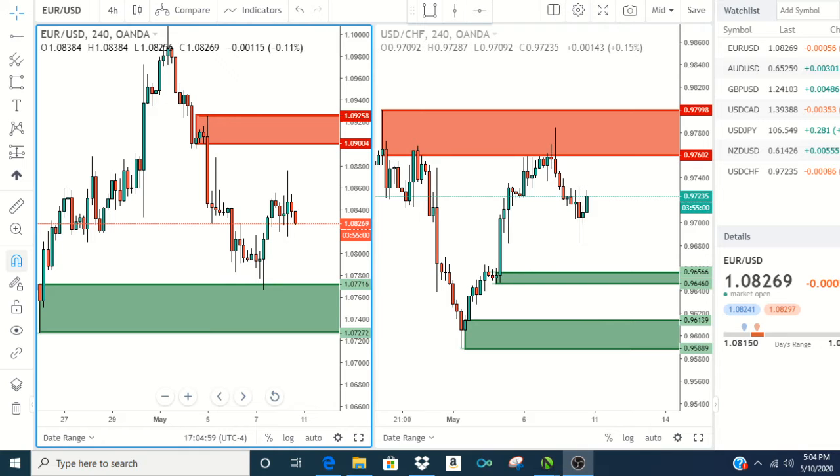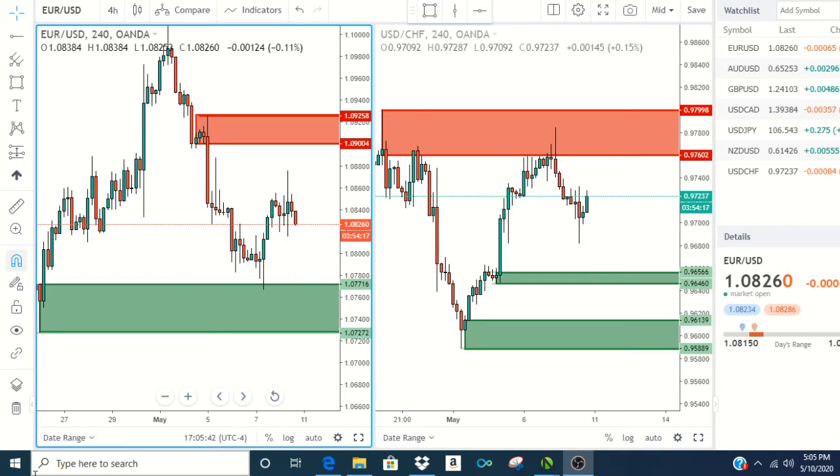Okay, so now when we're talking about market correlation, what we're looking at right now is the Euro USD and the USD Swiss franc. The reason we have these two is because these two currency pairs are negatively correlated. Now, what is negatively correlated? When a currency pair is negatively correlated to another, that means those two currency pairs trade in opposite directions. Let me show you what I mean by that.